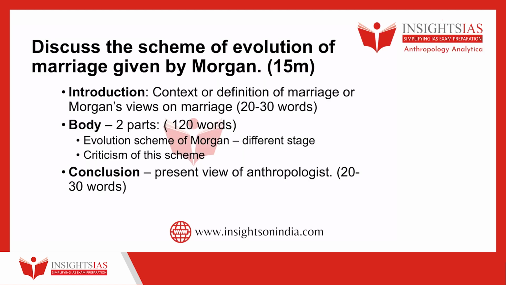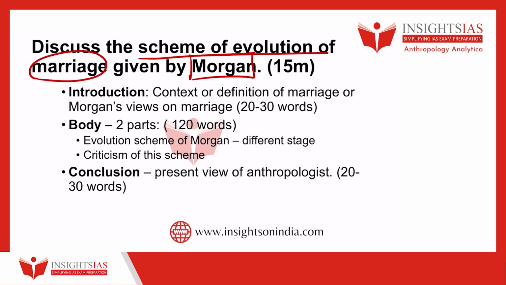In today's video, let us discuss the scheme of evolution of marriage that was given by Morgan. As you all know, Morgan is a classical evolutionist and he tries to explain the evolution of society by giving the example of marriage, kinship, family, etc. In the context of marriage, let's see how he explains the evolution of society according to the various stages of marriage, or rather he uses marriage to explain the evolution of society. Society had simple marriage practices, and as society evolved it became much more complex.